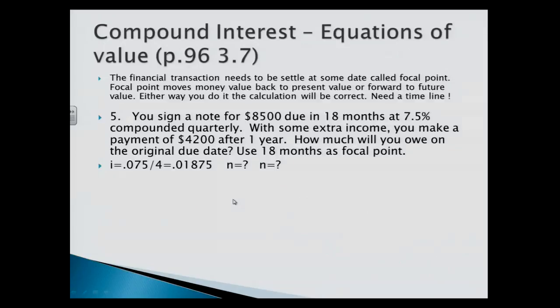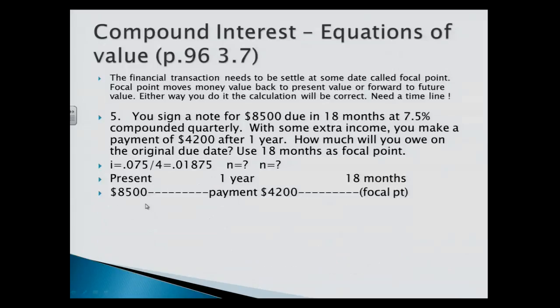This is an equation of value where we're making a prepayment. We've done these. We sign a note for $8,500. After a year, we make a payment of $4,200, and this tells us the focal point, or where we have to equate all our money values, at 18 months. So we have to find, what does $4,200 in 18 months, what's that value? And we have to find a future value of $8,500. So for both of these, we find future value.